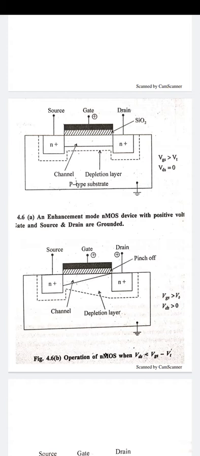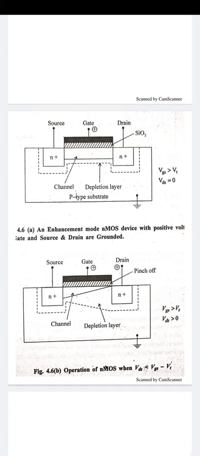Since the channel depth depends on this voltage, we find the channel is no longer of uniform depth. In the previous figure 4.68, the channel is uniformly distributed between the source and drain. But when we apply a drain voltage more than 0 volts, the channel is tapered. It is deepest at the source end and shallowest at the drain end. When VDS is increased further, the channel becomes more tapered and the resistance increases accordingly.